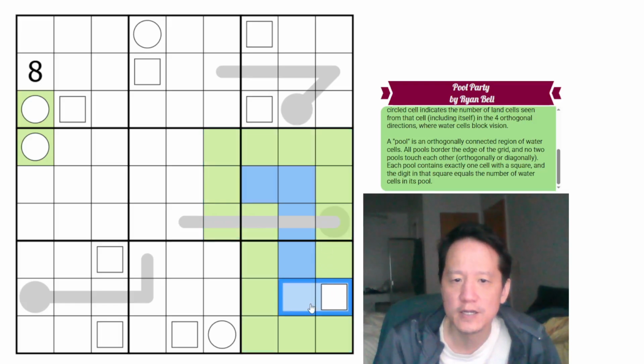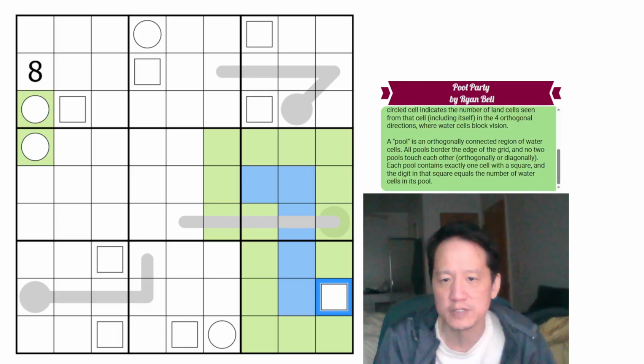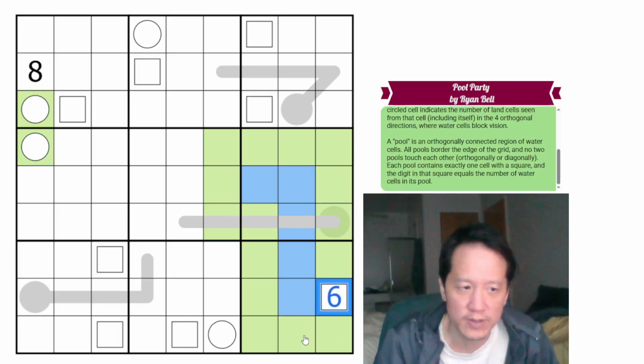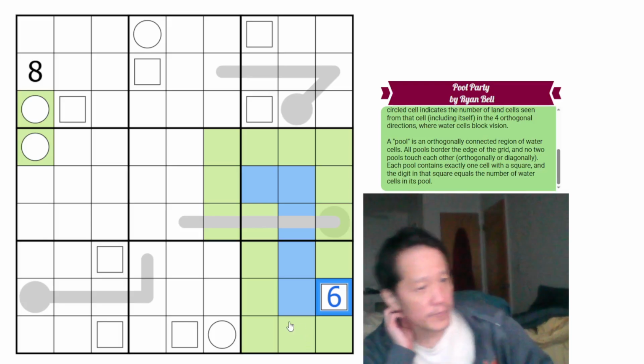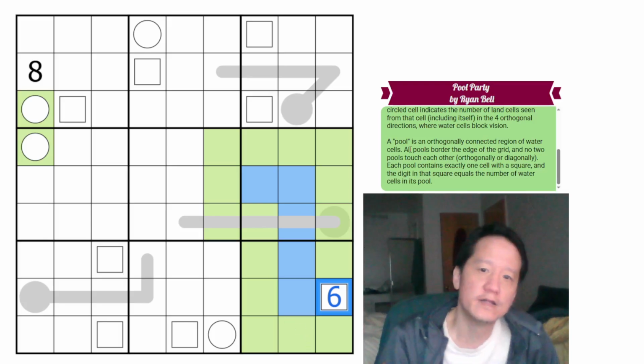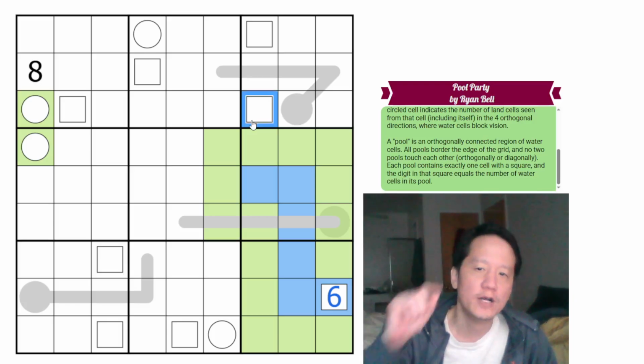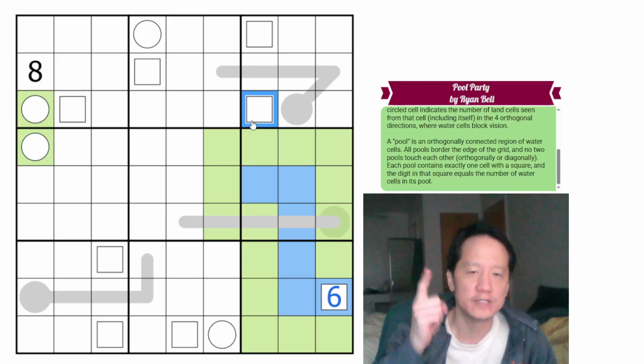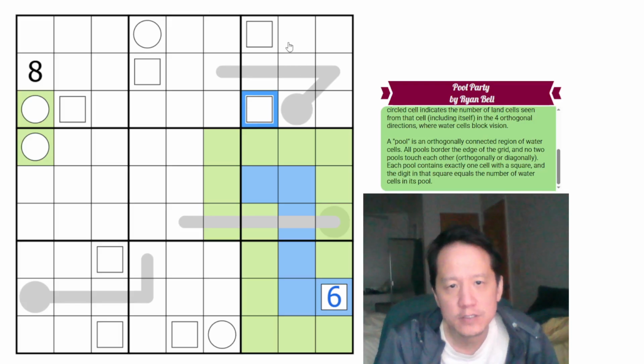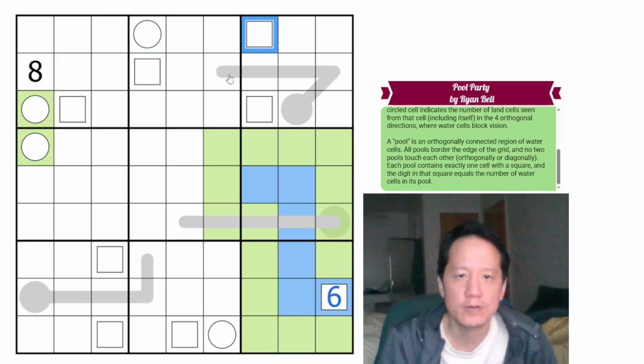This would say that this pool is 6. So the digit in the square must be equal to the number of water cells in this pool, which would be 6. So therefore, this would be 6 then, if that's the case. And that's how pools work, which are all the square cells. And remember, every pool must have exactly one cell with a square in it. So every cell with a square is in a separate pool.